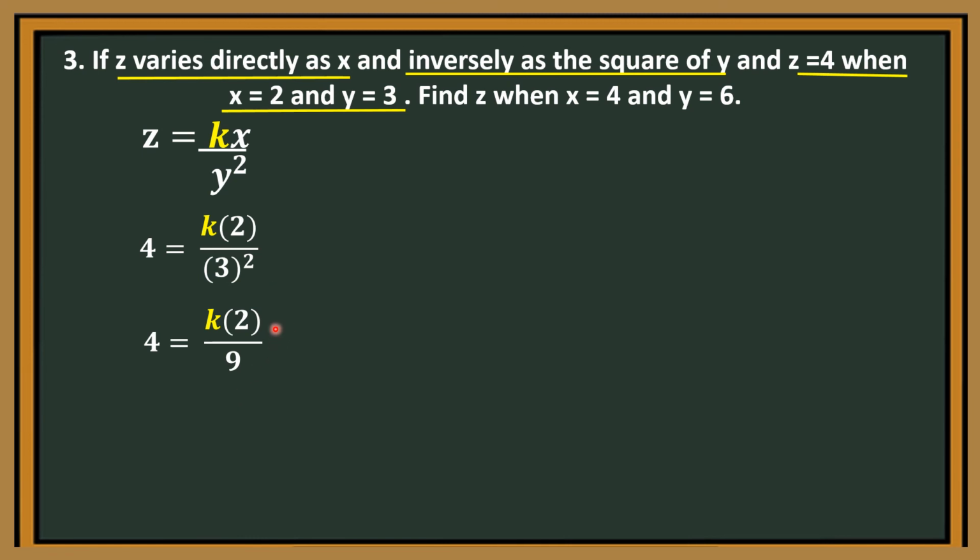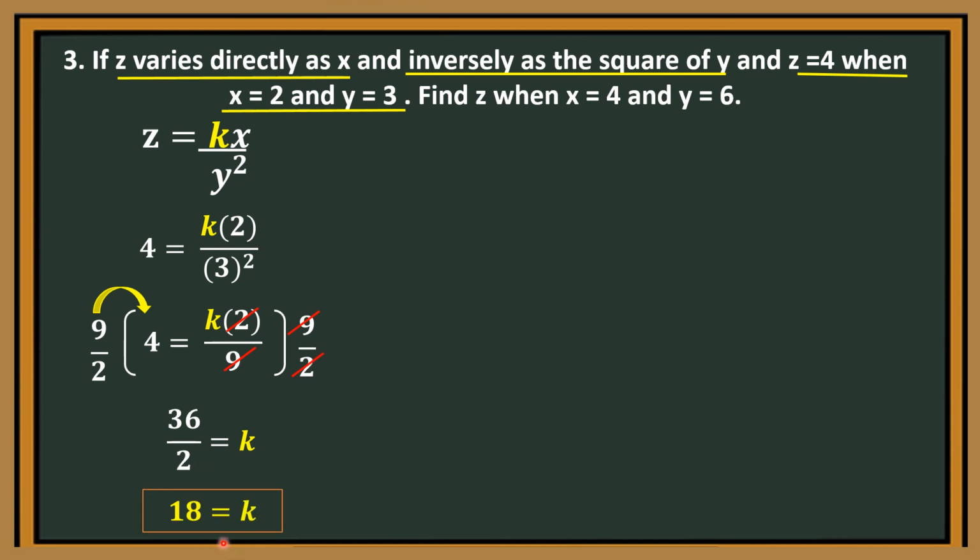Next, we're going to solve for k by multiplying both sides by the reciprocal of 2 over 9. And the reciprocal of 2 over 9 is 9 over 2. So that we can cancel 9 and 2. So on the right side, what remains is k. Then on the left side, we're going to multiply 9 over 2 and 4. So that is 36 over 2. Divide, k is equal to 18. So this is now the value of the constant.